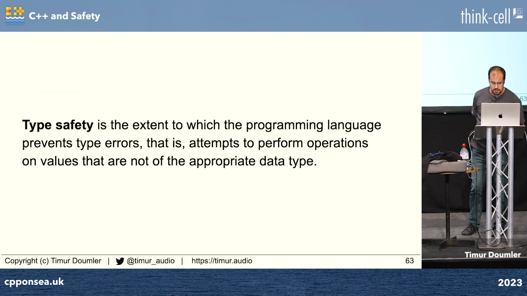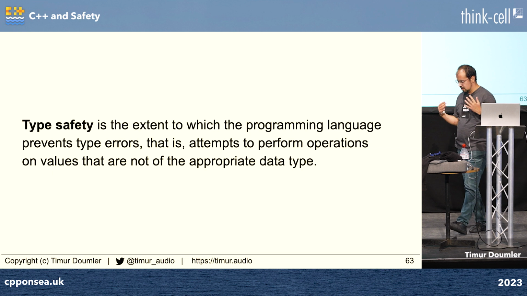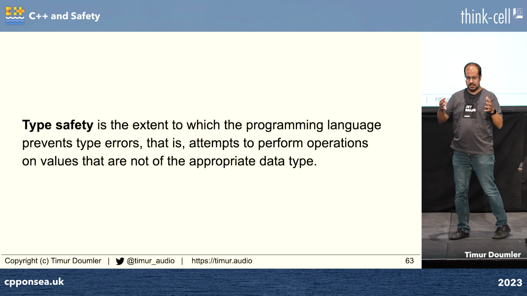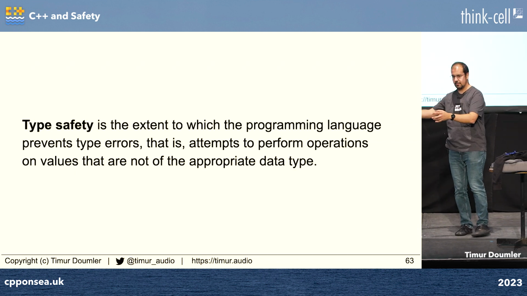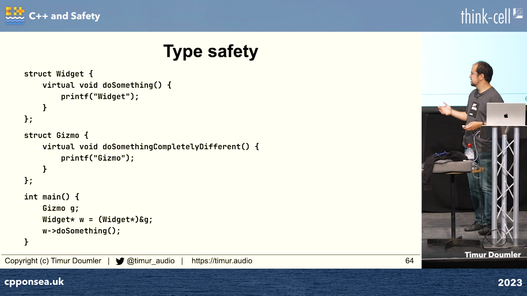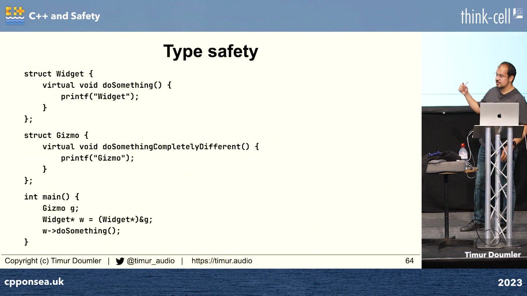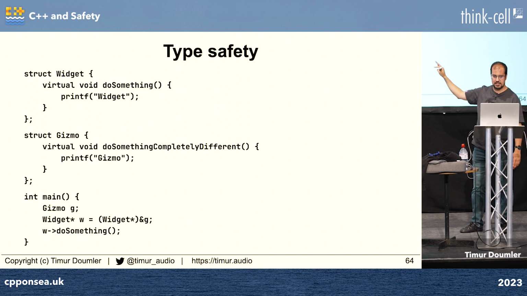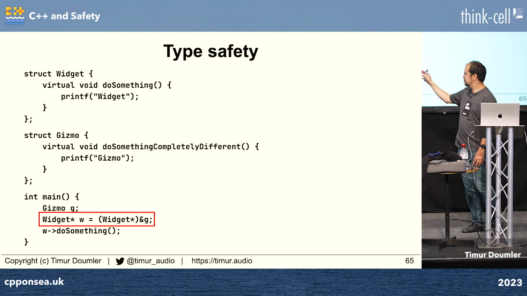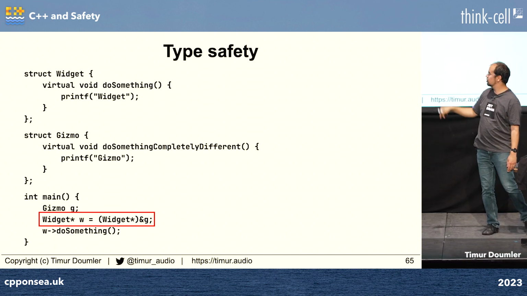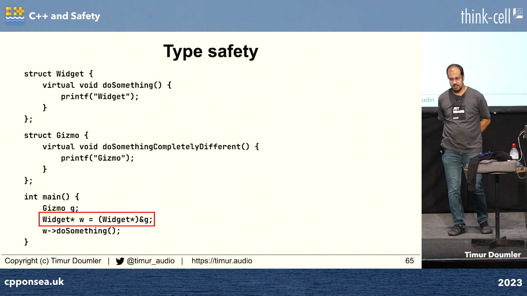Type safety is basically something where you can't have a pointer or reference to one type and then use that to access an object of a different type, right? Obviously in C++, you can do that. So here's some code. This is fun. We have a class widget and a completely unrelated class gizmo. They don't inherit from each other or anything like that. And then we just cast a pointer to gizmo to a pointer to widget and call that function there. Is this going to compile?